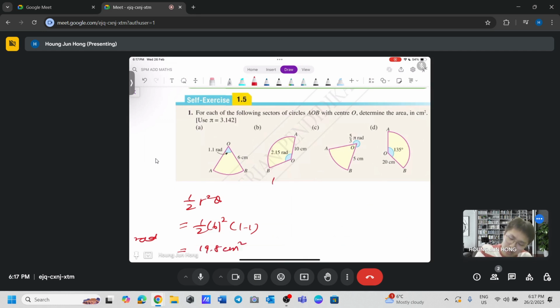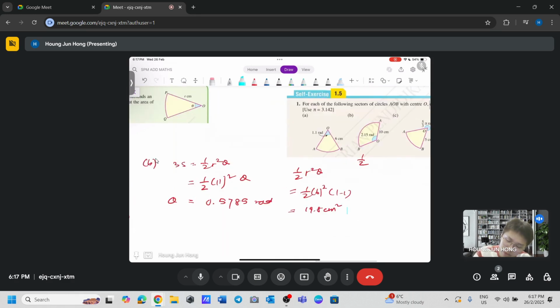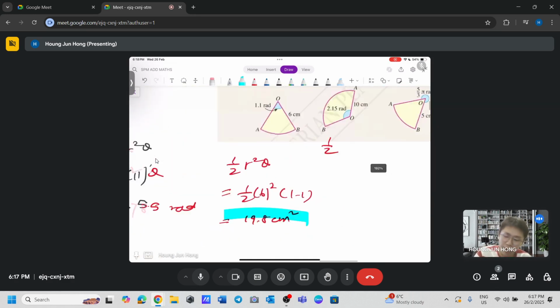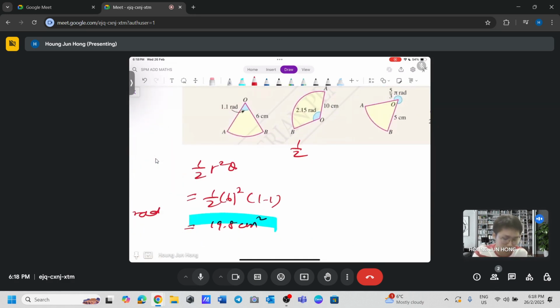This one also. Before that, did I use cm squared for my previous answer? Good question. Yes, I did. Cm squared. I think, again, unit doesn't matter actually, SPM doesn't care. But you can write the unit if you want. Just make sure you write the correct one. Don't use the wrong one.